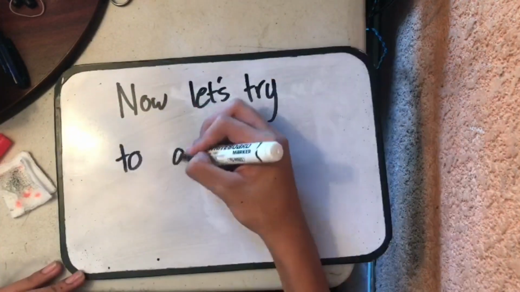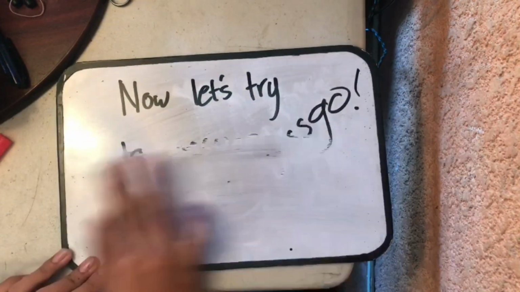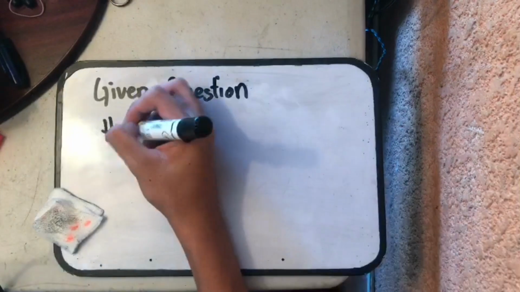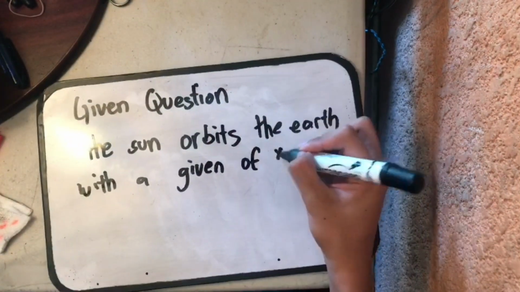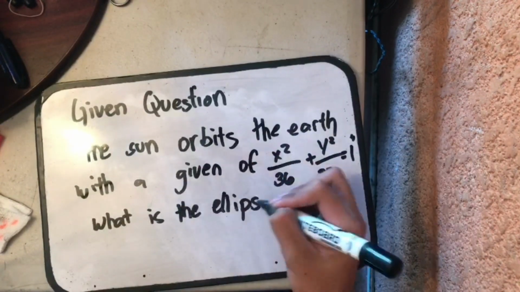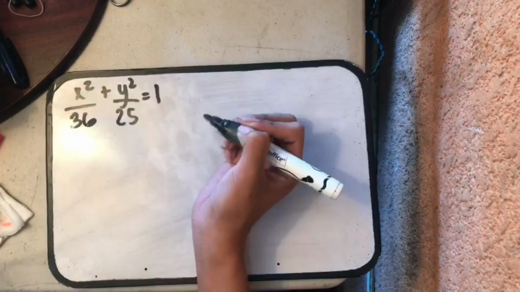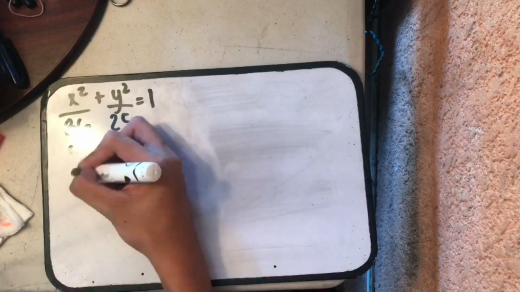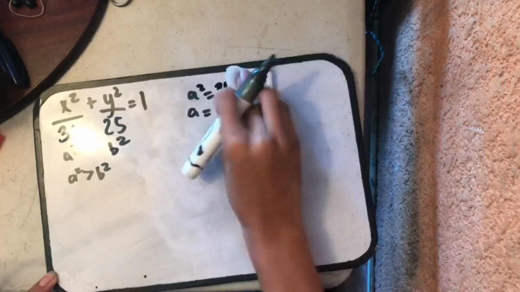Now, let's try to answer a question. Let's go! Well, the given question is, the Sun orbits the Earth with an equation of x squared over 36 plus y squared over 25 equals 1. What is the ellipse? We determined that the x-axis is the major axis because the denominator of x squared is bigger than that of y squared.